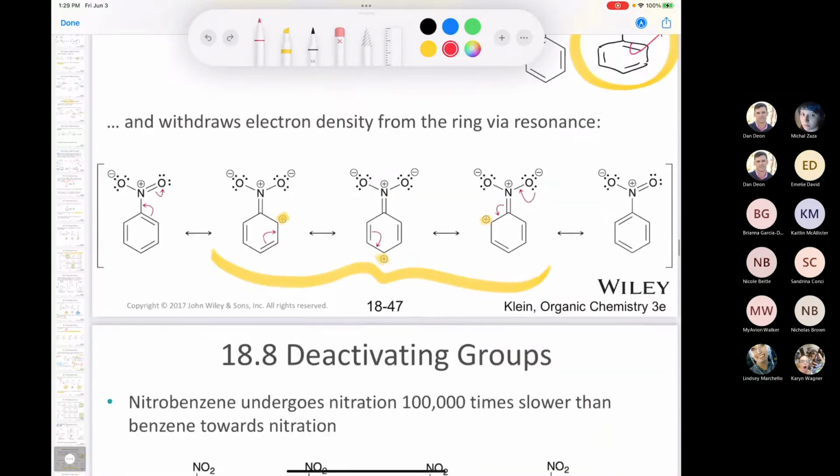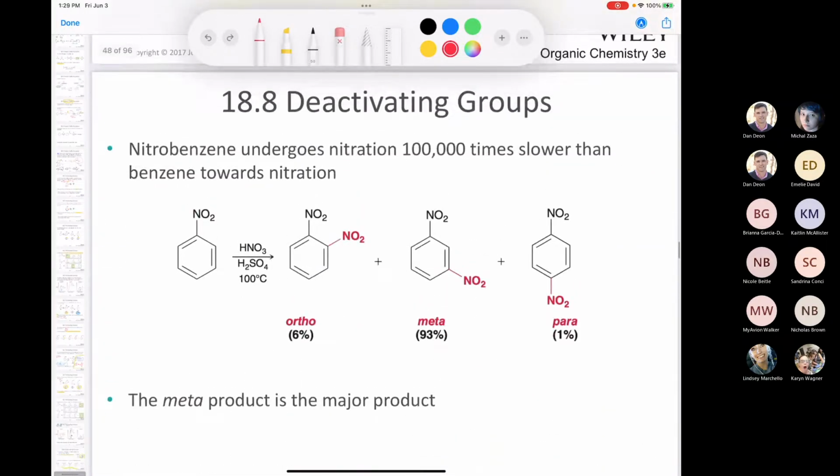Check this out. If you want to nitrate nitrobenzene, it says nitrobenzene undergoes nitration 100,000 times slower than benzene. Now, when we were talking about activating groups, we were talking about 25 times, 400 times. Now we're talking about 100,000 times. That tells you this thing is just crazy deactivated. This thing's like, George Bush Sr., he's like, don't want to do it. No, not going to do it, right? Doesn't want to react. And that's why you got to jack the temperature up.